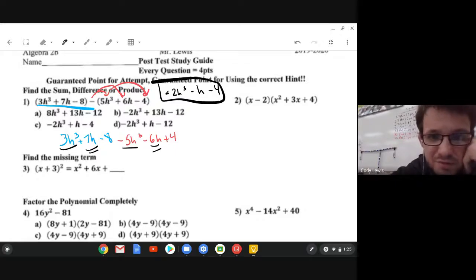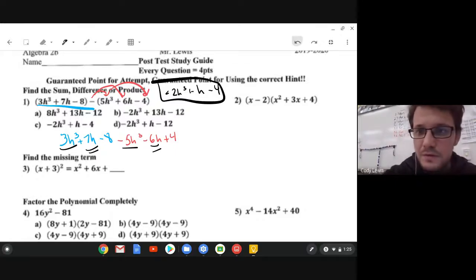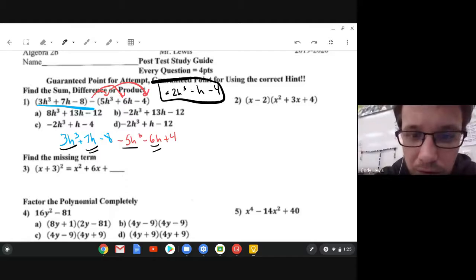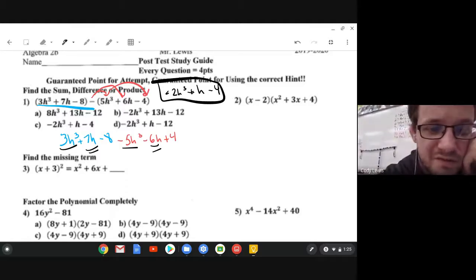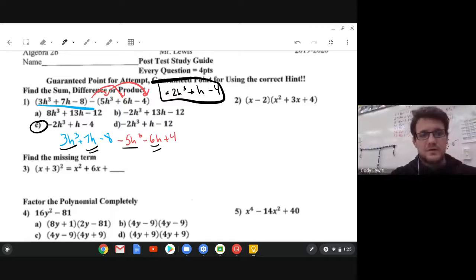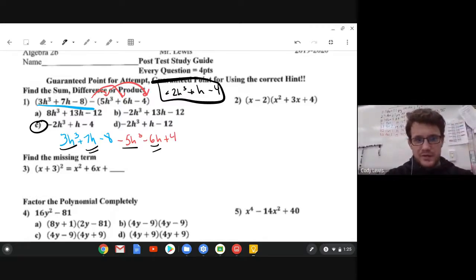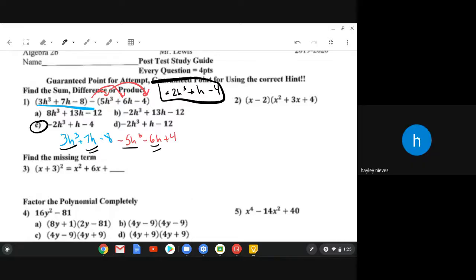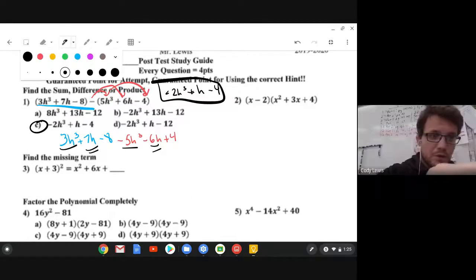Oh, it should be plus h, I'm silly, because it's positive 7. And that's going to be C. So, anybody got questions on that one? No. No. I'm going to move on then.